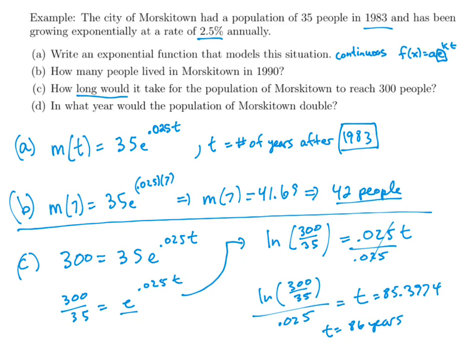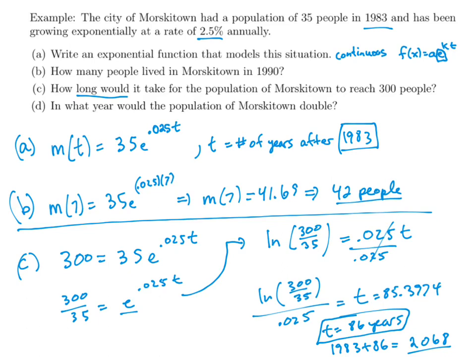So if I wanted to find out in what year that was, I'd say 1983 plus 86, and we get the year 2068. Okay, but it's asking how many years will it take. So 86 years is what we would get as that answer.